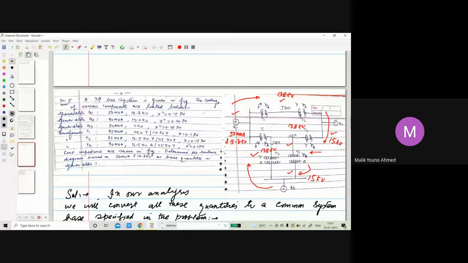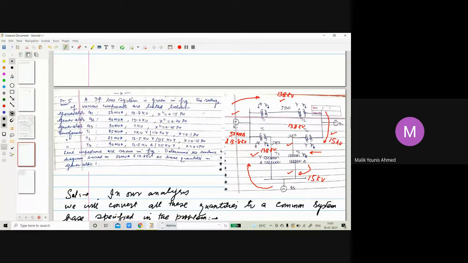XT1. So this is 0.1 per unit. Old per unit is 0.1. Then multiplied by S base new is 50, S base old is 45. Now if we go for the T1, okay, T1 are all same. If we go for any T1 on any side, so let us go to this side. This is 13.8 and this has to be 12.5.